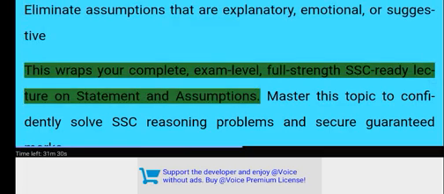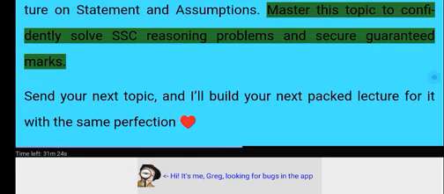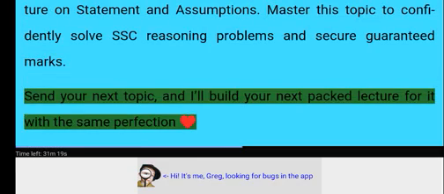This wraps up your complete exam-level, full-strength SSC-ready lecture on statement and assumptions. Master this topic to confidently solve SSC reasoning problems and secure guaranteed marks. Send your next topic, and I'll build your next packed lecture for it with the same perfection.